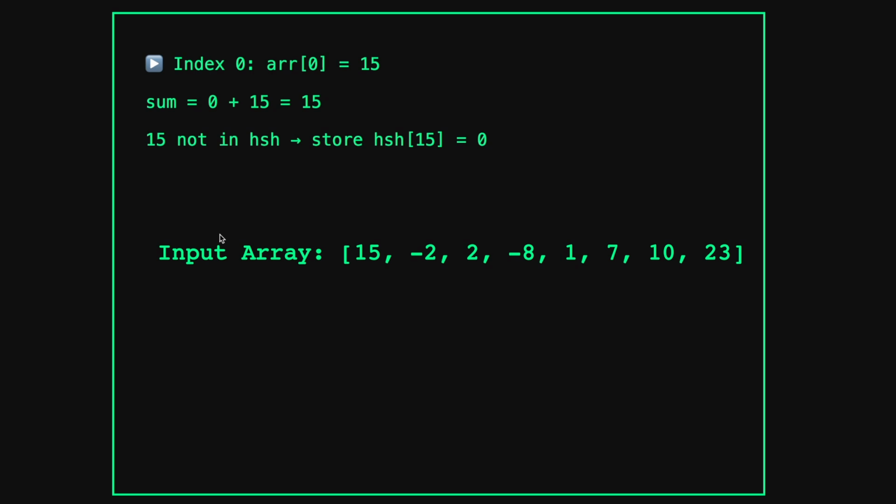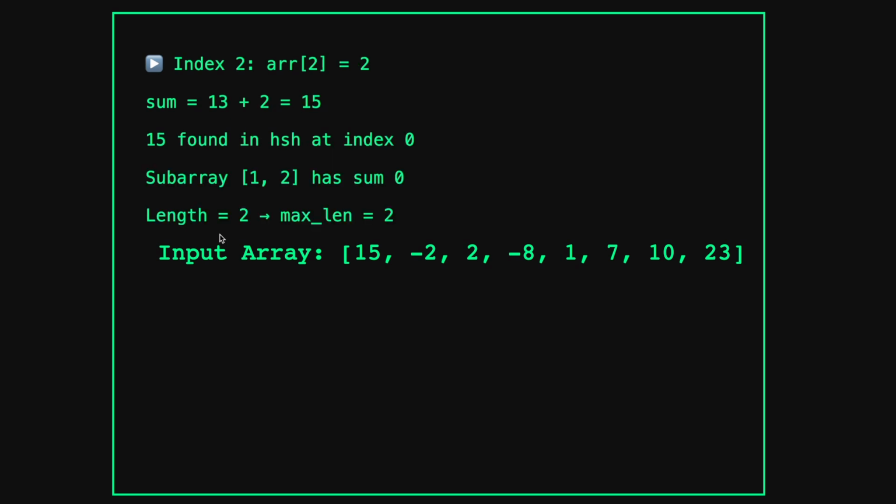So the prefix sum will now become 15 itself because we are at the first element. And since 15 is not there in our hash map currently, we will add it with index equal to 0. Now when we move to index equal to 1, we add -2. So the prefix sum becomes 13 now. Again, it is not in the hash map, so we will store it with the index as 1.